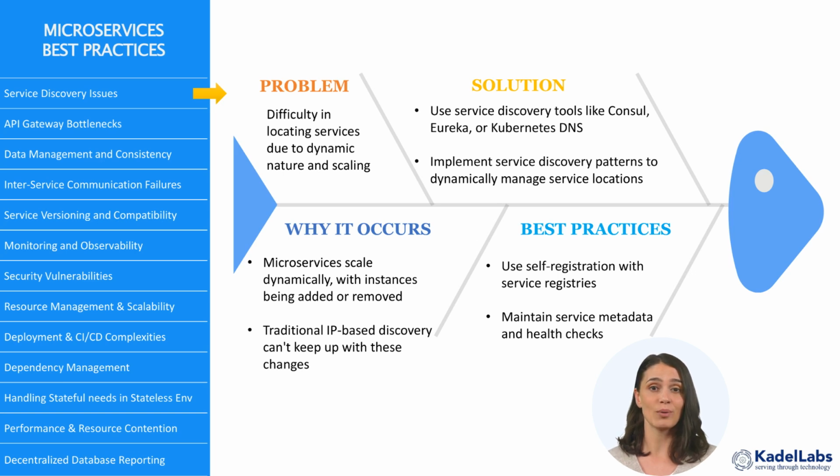Additionally, using correlation IDs helps track requests across services, making it easier to debug discovery issues. By applying these tools and practices, we can manage service discovery effectively and ensure reliable communication between services. Next, we'll explore API gateway bottlenecks and latency.